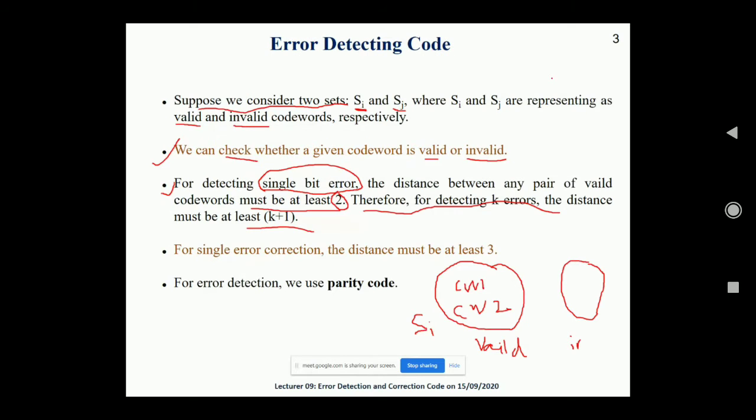Now, for error detection, the last point. If both codes become the same, code 1 and code 2, will it be a valid codeword or an invalid codeword? A codeword is never the same. If they were the same, then why would we construct CW2? CW1 and CW2 must be unique.